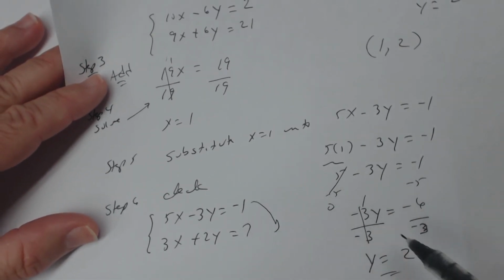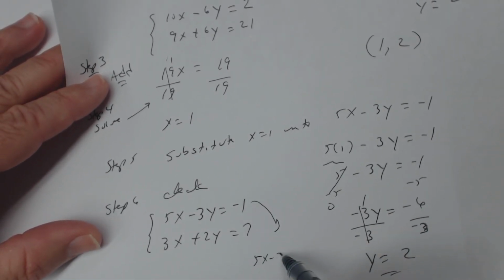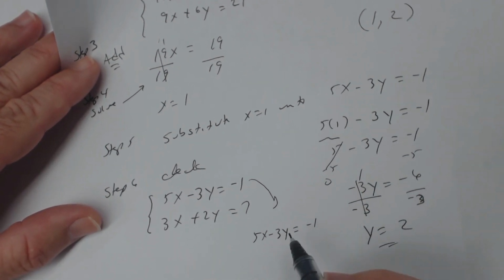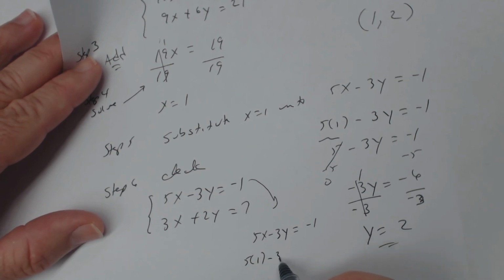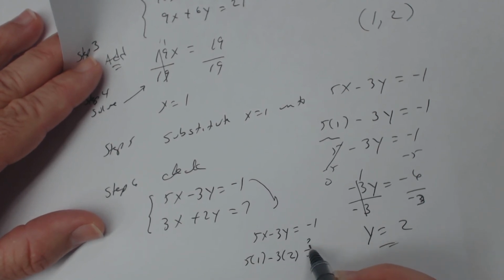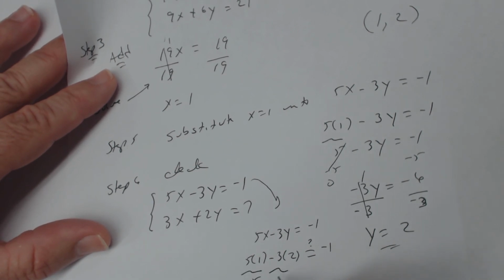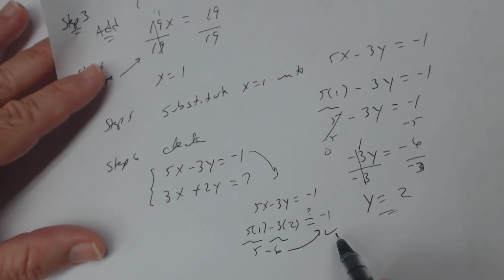All right, let's check the first equation. So 5x minus 3y equal negative 1. So in place of x, I plug in 1. In place of y, I plug in 2. So 5 times 1 minus 3 times 2. And the question is, is that equal to negative 1? Well, that's 5. That's minus 6. And so yes, 5 minus 6 is equal to negative 1.